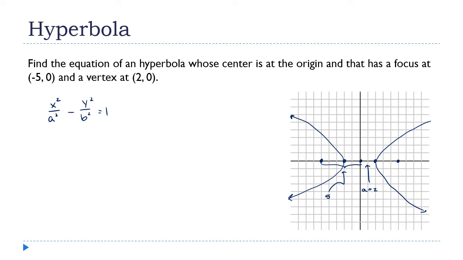All right, so let me put the a in here. This becomes x squared over 2 squared. That's 4. I'm going to go to my equation here: b squared equals c squared minus a squared. So let's see. C squared is 25. A squared is 4. So b squared is 21, minus y squared over 21. And that's it. That's my hyperbola. We're done.